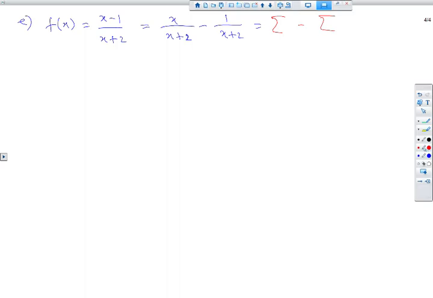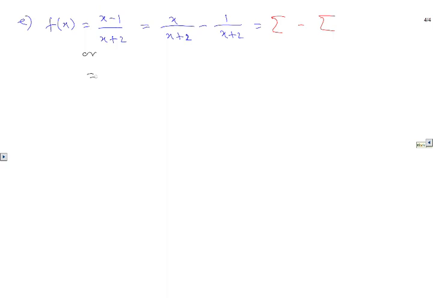Or I'm going to do this in a different way. I'm going to write this function in a different way. What I'm trying to do is create x plus 2 on the top. So if we write x plus 2 here and subtract, we will get a minus 1, so that means subtract 3. That's the trick. If you do that and divide the first one, you get 1 minus 3 over x plus 2.